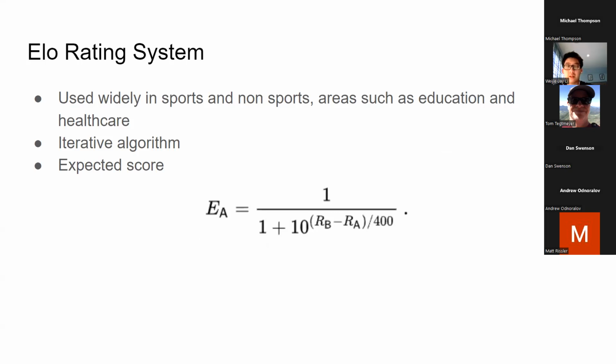One of the important characteristics of it is that it is an iterative algorithm. So it updates its rating after each game, unlike, say, Massey or Colley's methods, which account for all the results at once and don't update after each game. It also uses an expected score calculated with a logistic regression. These will be recurring topics in my method as well.